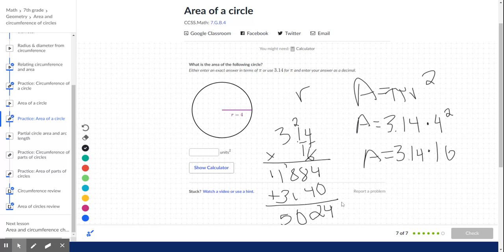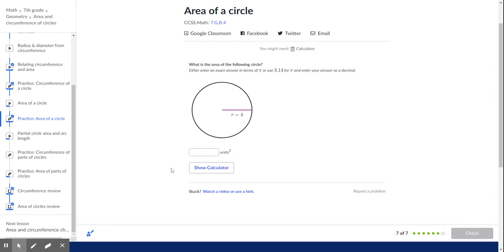2 numbers behind the decimal. My answer is 50.24. And we are finished, guys.